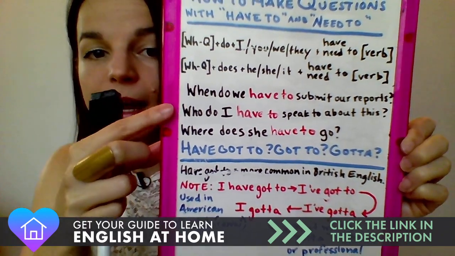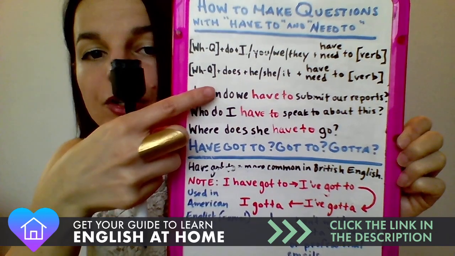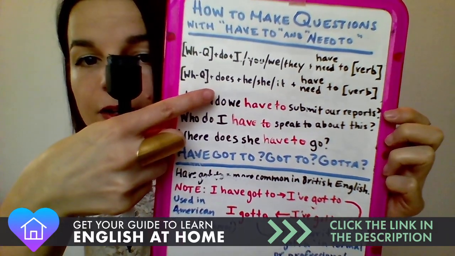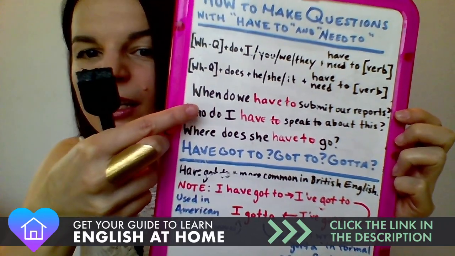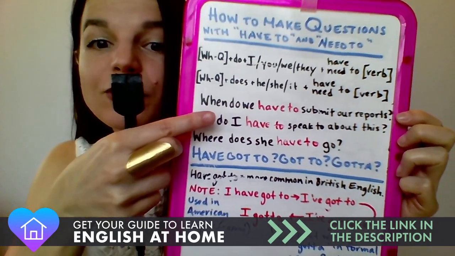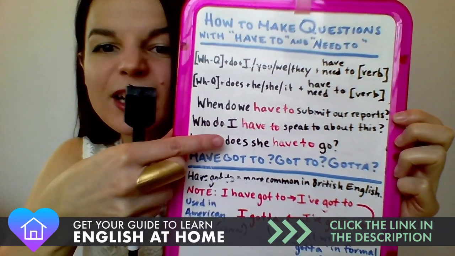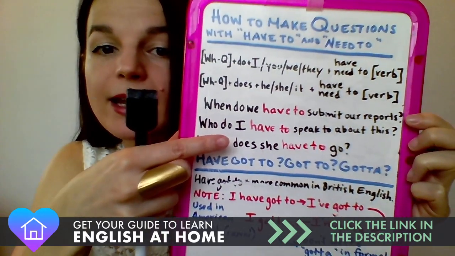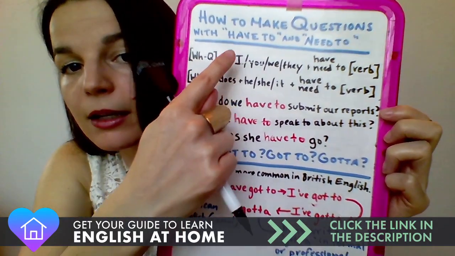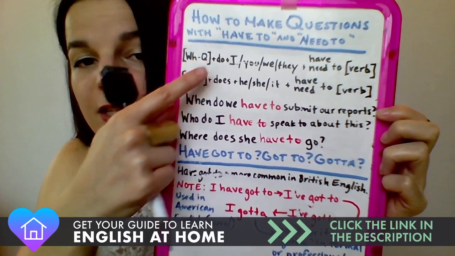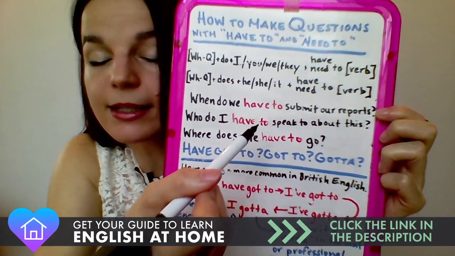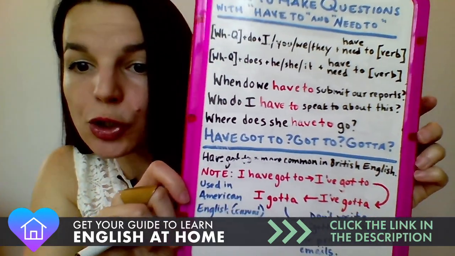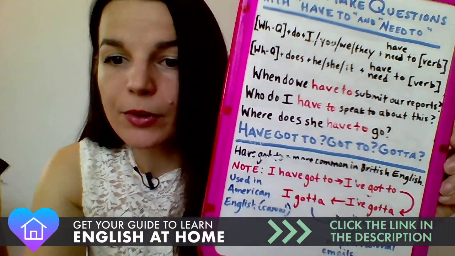So in all of these, I've started the question with a WH question, but if I remove this, as in the first sentence, it becomes a yes or no question. Do we have to submit our reports? Or do I have to, this one doesn't work so well, but if you want to make a yes or no question, do I have to speak to so-and-so about this? Or does she have to go? So you can make a yes or no question in some cases by just removing this part. At the end of the sentence, you'll need to change it a little bit to make a yes or no question.